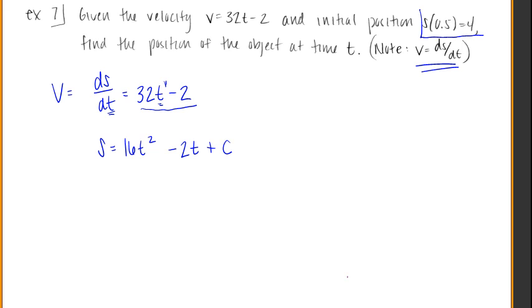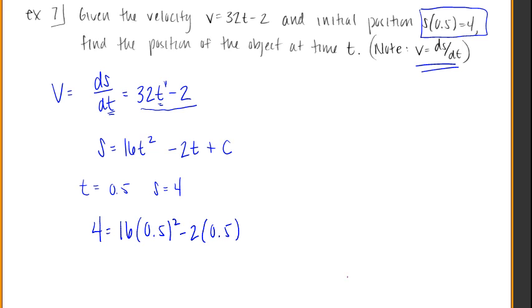So if I go to the information they gave us, they tell us that t equals 0.5 and then s is equal to 4. So plugging this in, I'll get 4 is equal to 16 times 0.5 squared minus 2 times 0.5 plus c. So solving this out real quick, this is 4, this all comes together, give you 3, so c equals 1.